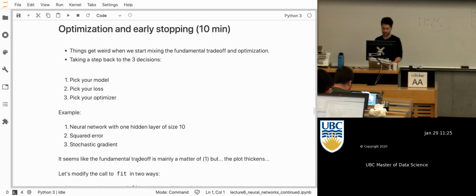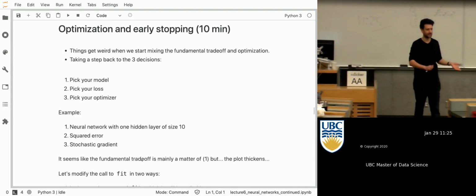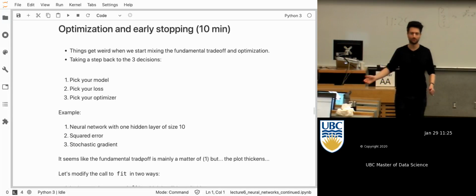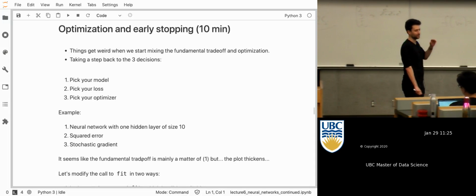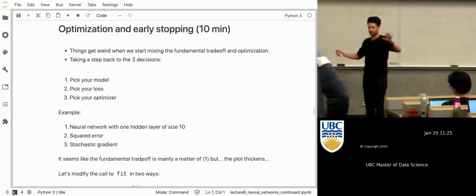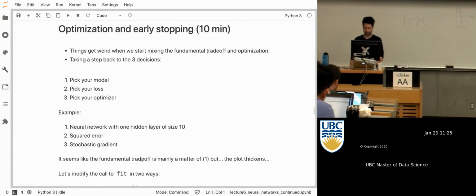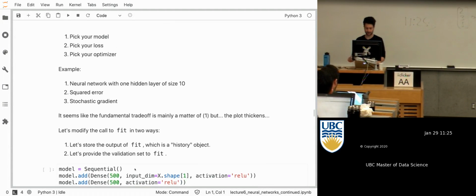So the fundamental trade-off is mainly a matter of number 1, roughly speaking. Like if I have more layers, more units, that can be more complexity, more overfitting, and so on. But the thing about neural networks especially is that we actually muddy the waters, and number 3 starts getting all over this fundamental trade-off thing in a very confusing way. And so let's talk about some things.